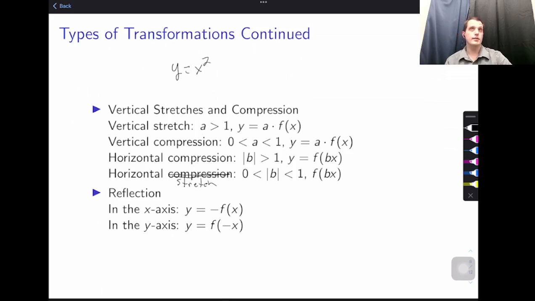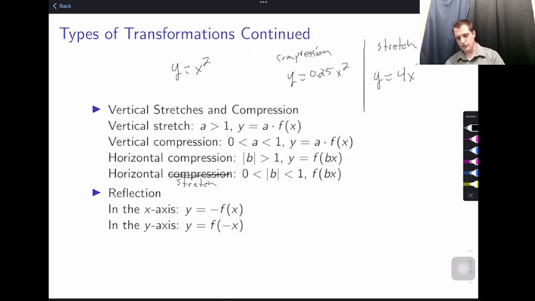What would this look like? Well, if we're getting a compression, it would be like y is equal to 0.25x squared. When I put the iPad down, I get all those weird issues. And then for the stretch, we would get something like y is equal to 4x squared.